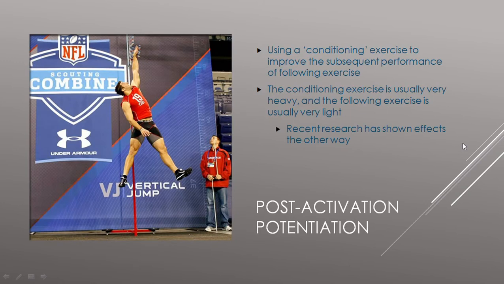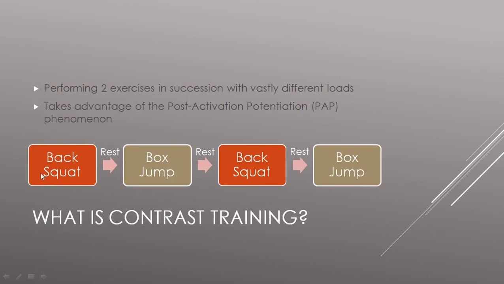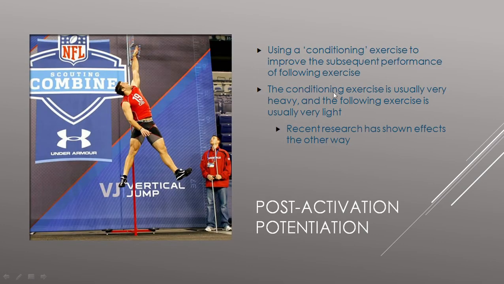So the post-activation potentiation phenomenon is basically when we use a conditioning exercise, which is a heavier loaded exercise that is trying to improve the subsequent exercise that we're doing. So like we had in this example, we had a back squat and that was the conditioning exercise so that we can perform the box jump even better. The conditioning exercise that we use is generally very heavy, and then the exercise we're trying to improve is usually very light.